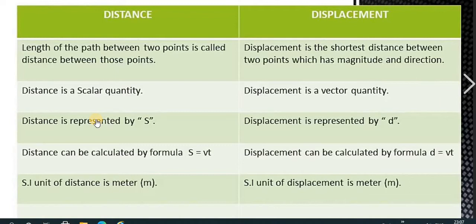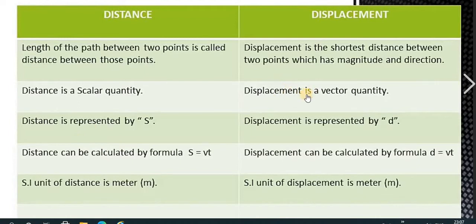Displacement means a shortest pathway, or you can say the shortest distance covered by the body between those 2 points, which has a magnitude and direction. So that is considered a displacement. As we know, for describing distance there is no requirement for direction. So distance is known as a scalar quantity, whereas displacement is a vector quantity.